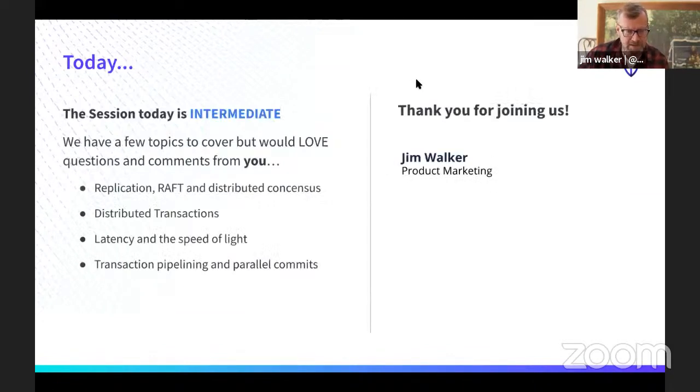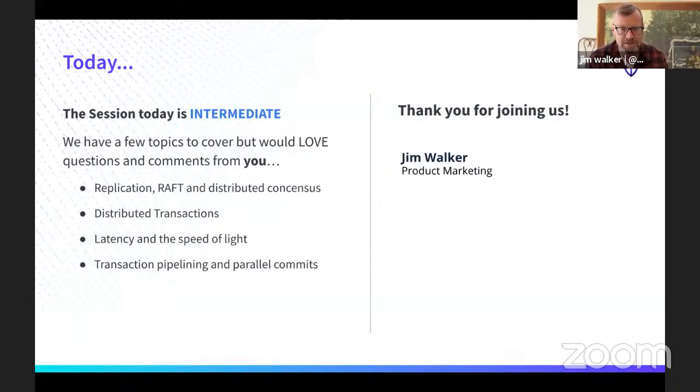So today is definitely intermediate, and I would say actually intermediate to advanced. We are going to talk about some of the internals of Cockroach database and how we built it. We're going to talk about replication. We're going to talk about Raft, distributed consensus, how we do distributed transactions, latency, the speed of light in distributed systems, and its impact, and then some of the things that you can do within a particular instance or a node to actually break down and attack the problem of latencies and round trip time between places and all this stuff. And so this session will be fairly advanced.